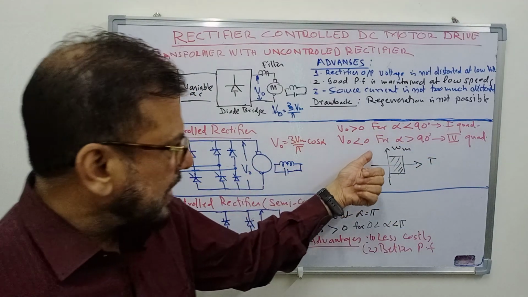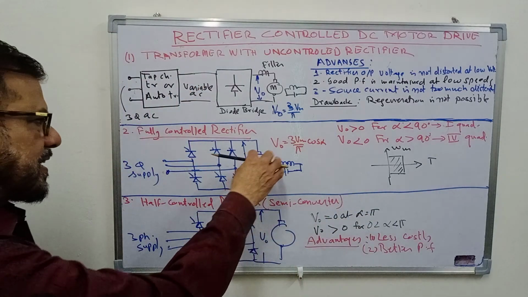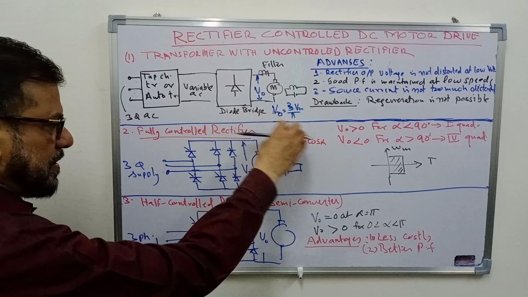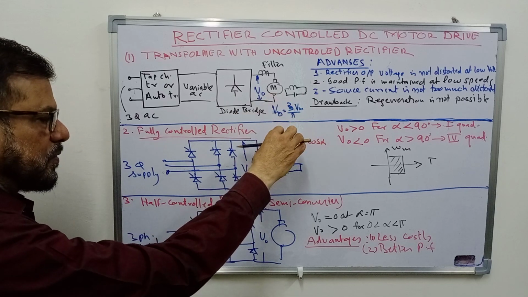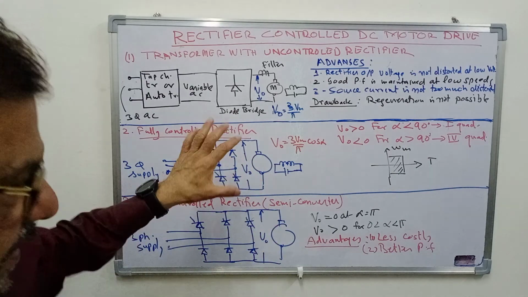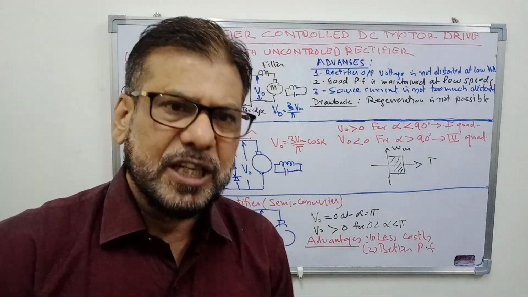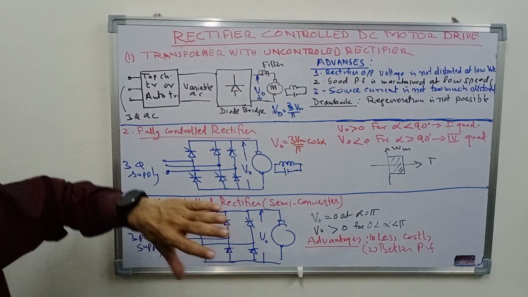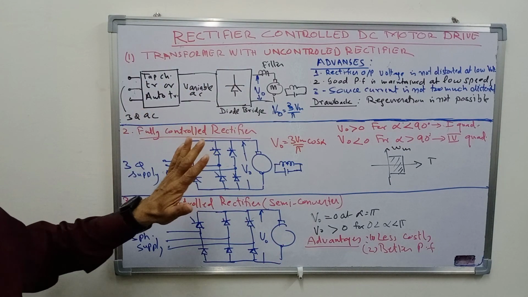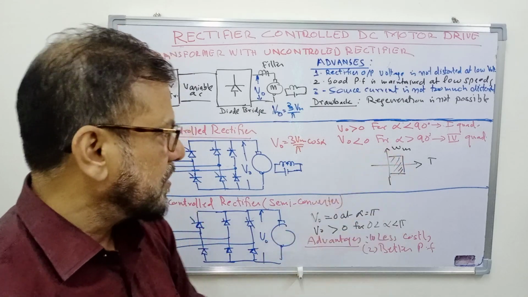The second and third quadrants are not possible because current cannot flow in the reverse direction. These thyristors do not allow the flow of current in the reverse direction. So current reversal as such is not possible. For that you have to use some schemes so that the current can be reversed. There are schemes which can be used for third and second quadrant operations.